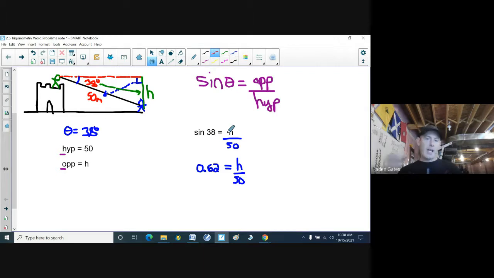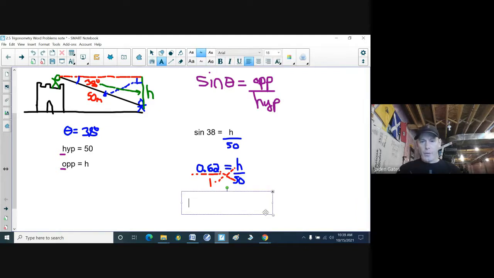All right, and this is again where I create a fraction equaling a fraction here, and I can do that by just putting a 1 in the bottom, because anything divided by 1, as I've mentioned, is just itself. And so I have a fraction equaling a fraction, so I can cross multiply. All right, so I end up with 1 times h, which is h, and then I get 0.62 times 50. And I can just multiply those and get my answer.